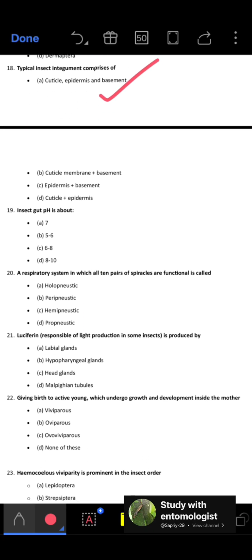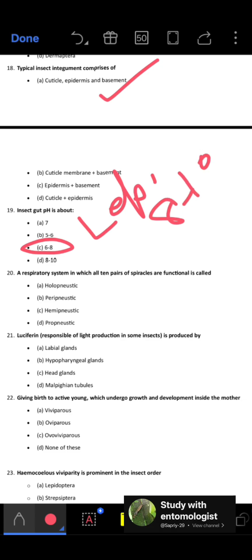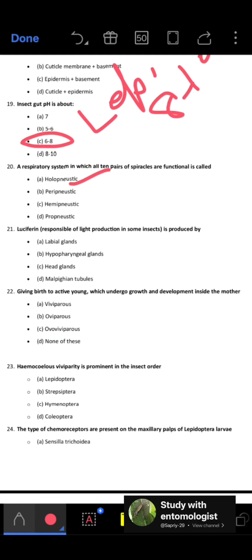Next is, insect gut pH is about? It is mostly alkaline, 6 to 8 normally, but if we talk about Lepidoptera and Trichoptera, it comes to about 8 to 10. Next is, a respiratory system in which all 10 pairs of spiracles are functional is known as holopneustic. Next, luciferin responsible for light production in some insects is produced by Malpighian tubules.